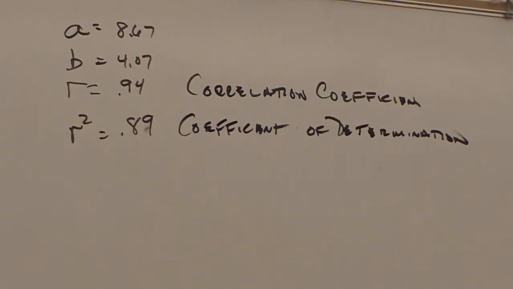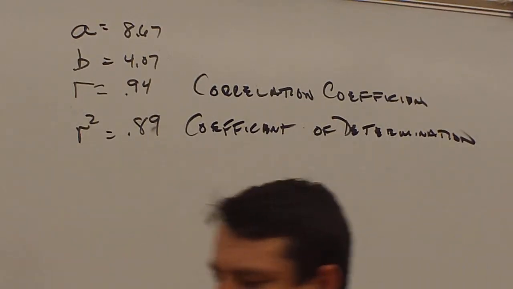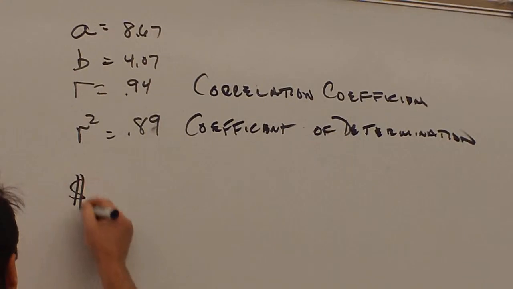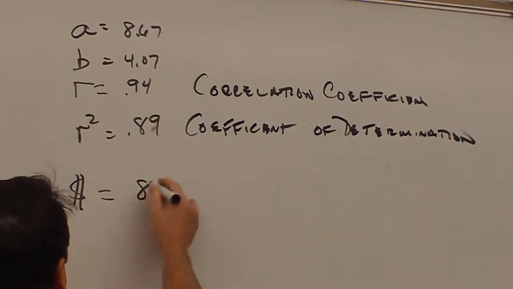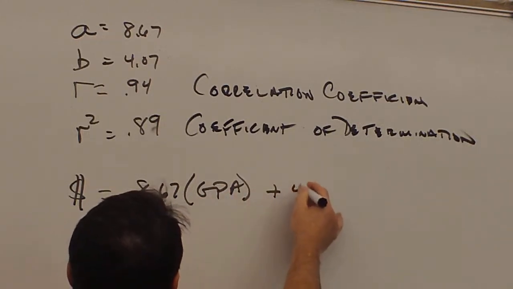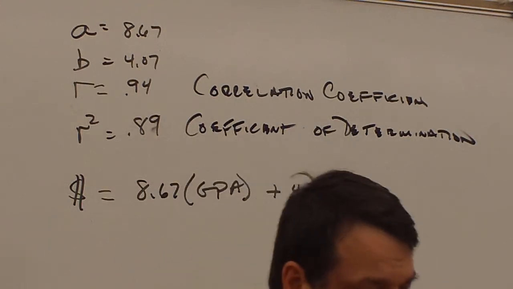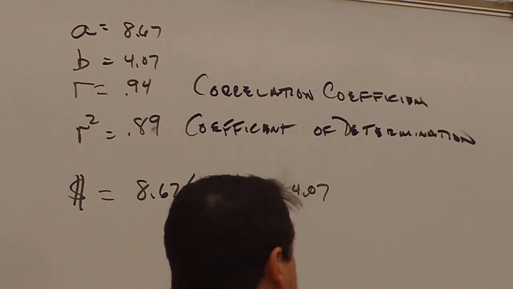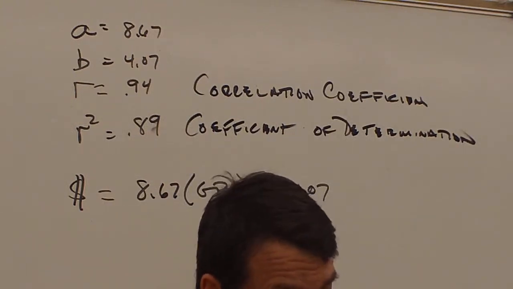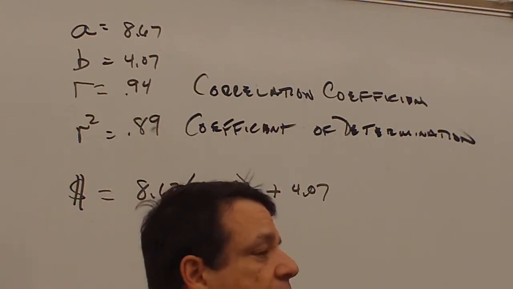All right? Coefficient of determination is R squared, A and B. So what is my equation? My equation is salary equals 8.67 times the GPA plus 4.07, right? That is my linear regression equation. So part A, determine the correlation coefficient. That is 0.94. Test to determine if there's a significant correlation at the 0.01 level of significance.